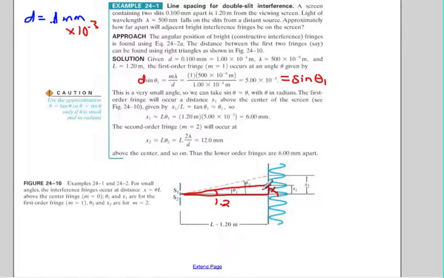Isn't that a tangent relationship? So we say the tangent of theta 1 equals, what is that? Opposite over adjacent. And there we go. So the only question is multiply by 1.2, so you get 1.2 times the tangent of theta 1. And instead of using their small angle approximation, I'm just going to figure out what theta 1 is.